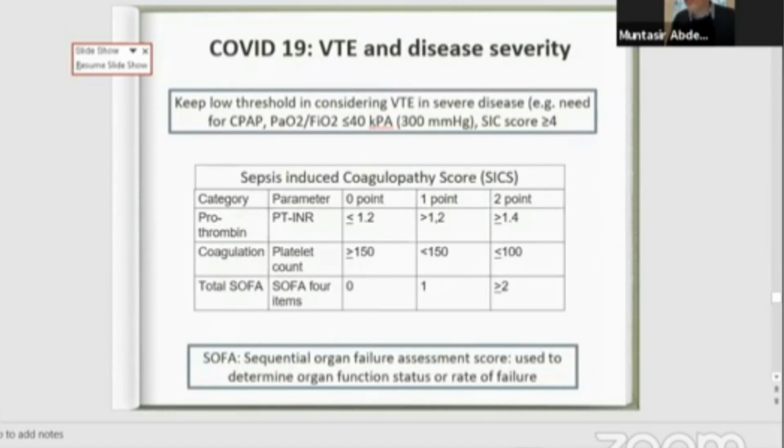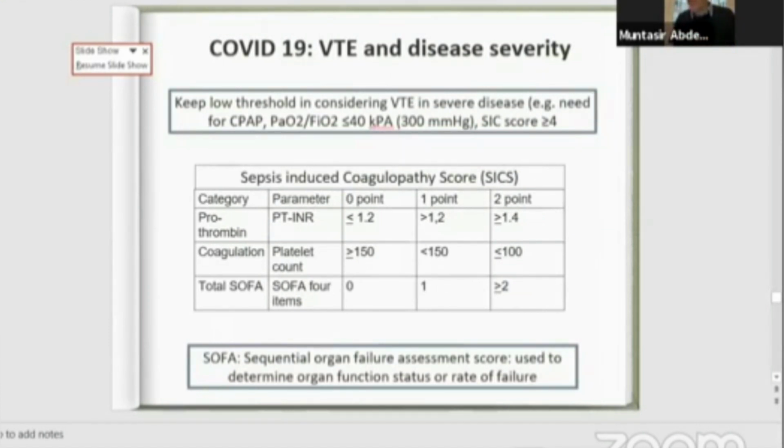And also one of the things we use is the sepsis-induced coagulopathy score. This depends on the prothrombin level, platelet count, and something called SOFA. SOFA is the sequential organ failure assessment score. This is used in intensive care to evaluate the status of the organs and whether an organ is going to fail or not. It is a scoring system. You can Google it, and it is on the internet.